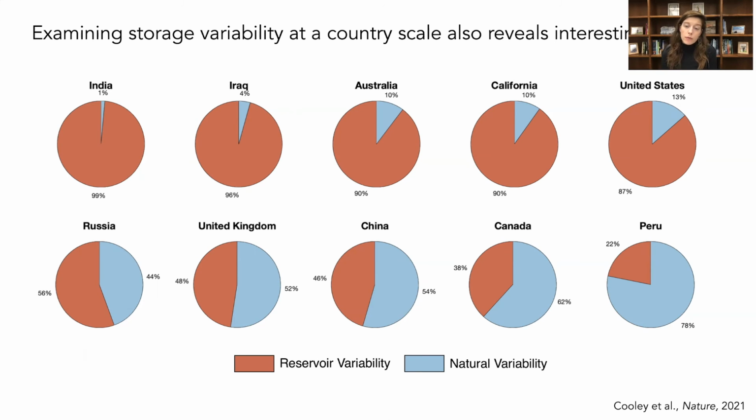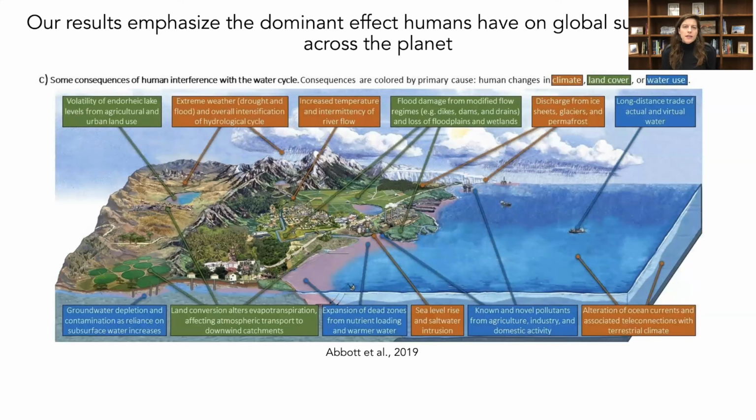But there are places in the world like China, Canada, and Peru, where even though these places all have large reservoirs whose levels are heavily regulated, there are many more natural water bodies, and therefore the role of human management in those basins or regions seems to be smaller than somewhere like India or Iraq. So a lot of interesting patterns and more detail to be had from this data set. But overall, I think these results really emphasize the dominant effect that humans have on global surface water storage across the planet.